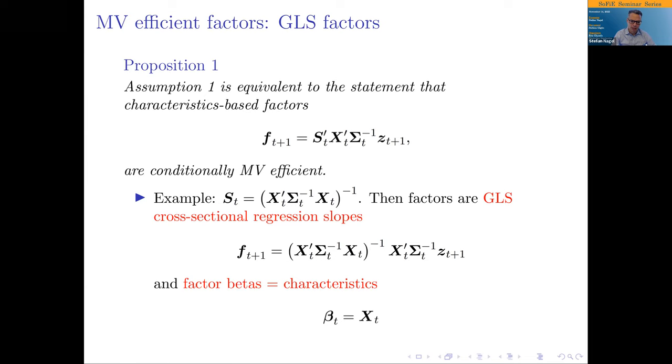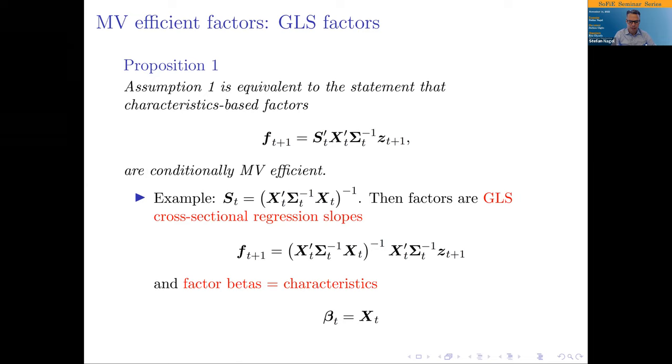But if you pick a particular S_t, then you can express the factors that span the SDF as GLS cross-sectional regression slopes. This is related to the idea of constructing factors via cross-sectional regressions, but it's a GLS cross-sectional regression, and it involves inversion of the conditional covariance matrix. If one constructs factors like this, then it turns out that the betas are exactly equal to the characteristics. We thought this is a useful starting point because it also speaks to this long debate about factors versus characteristics-based asset pricing that has been going on for two decades or so.